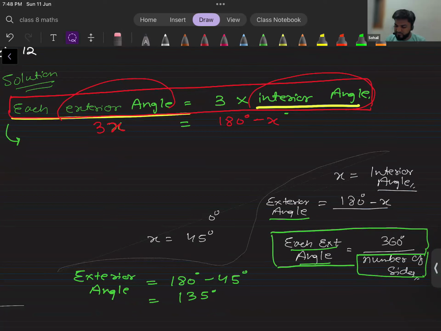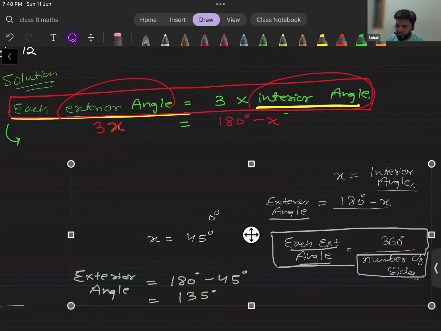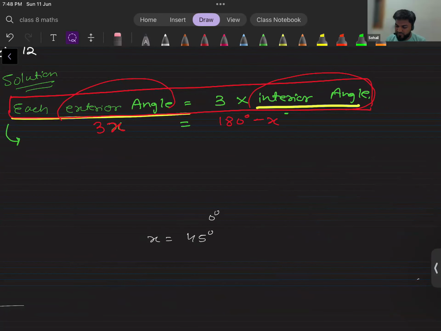Okay, so this is your freshly required equation now, that is 3x equals 180 minus x. Now we can solve it. So for 3x, we will transpose the minus x here. So it will be 3x plus x, that is 180 degrees. So 4x gives you 180 degrees. Now what is the value of x over here? It's going to be 45 degrees, right, guys?